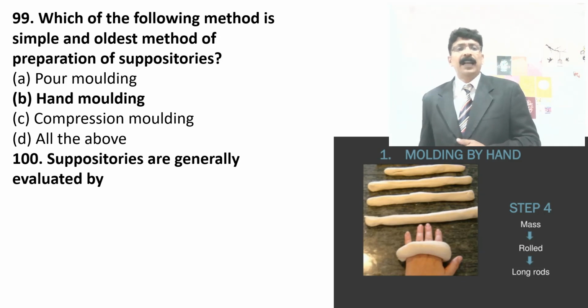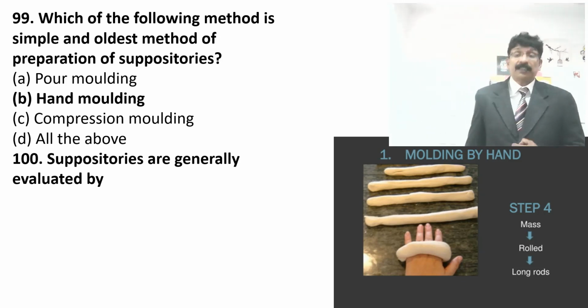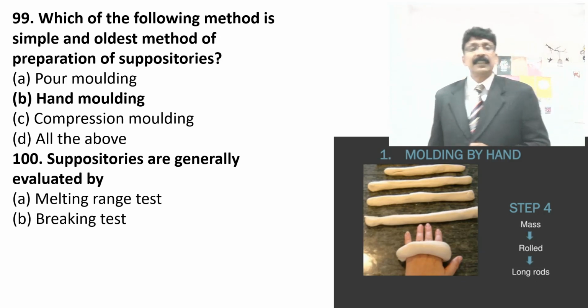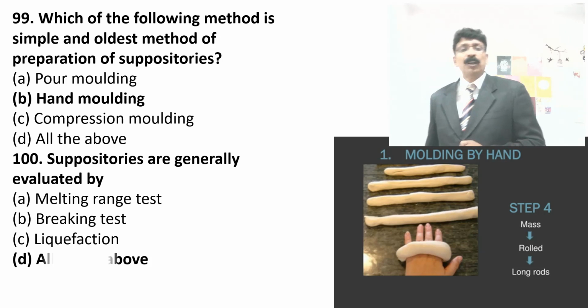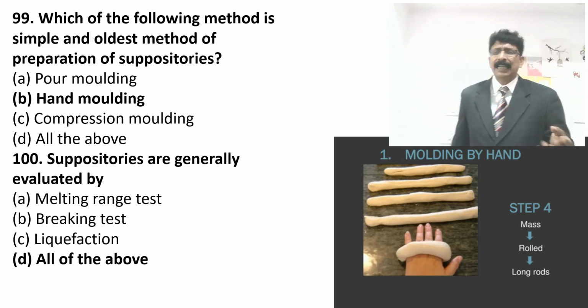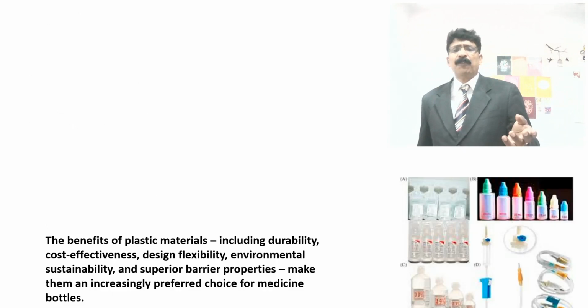Question 100: Suppositories are generally evaluated by melting range test, breaking test, liquefaction test. All tests can be done because it is a solid, so we have to identify the melting range of temperature, breaking test, and liquefaction. These are all needed for identification.